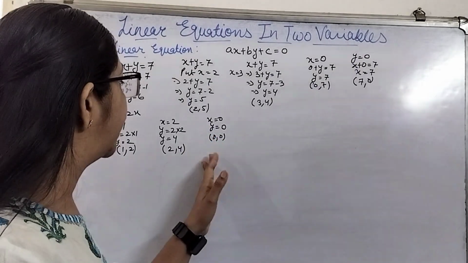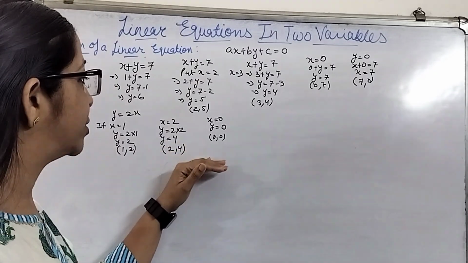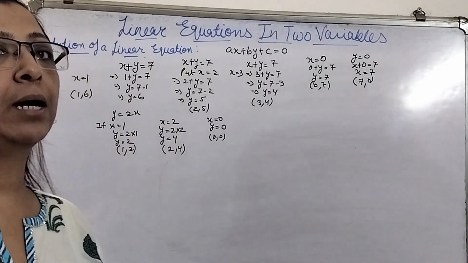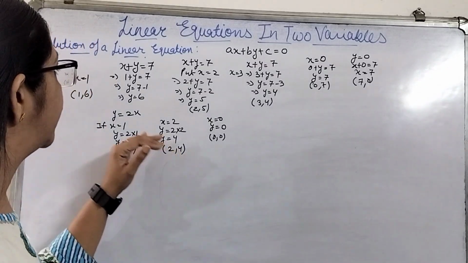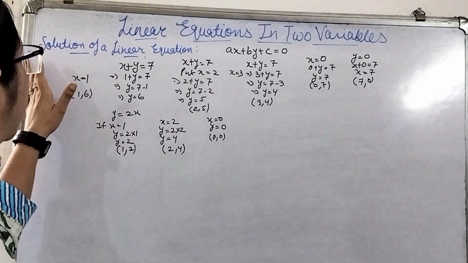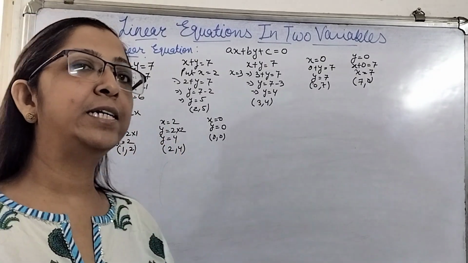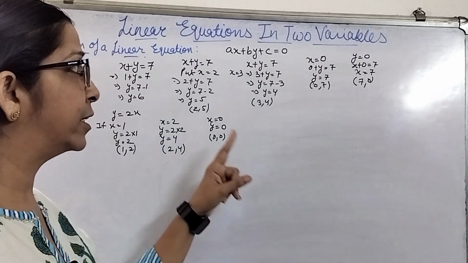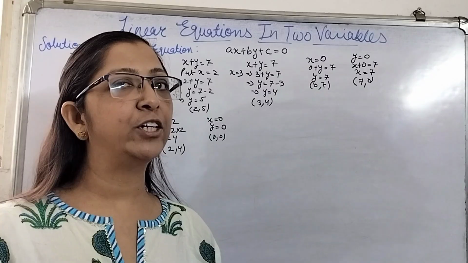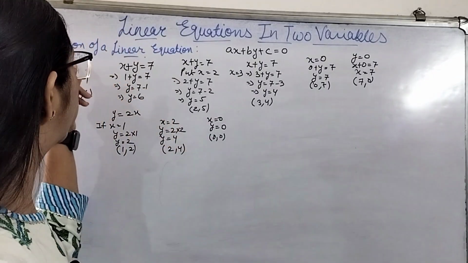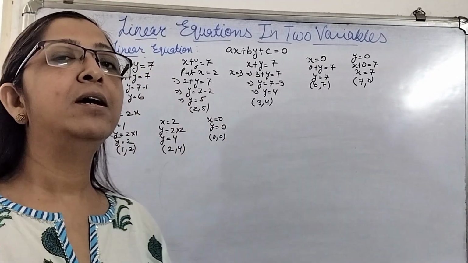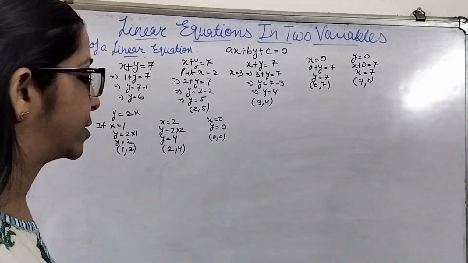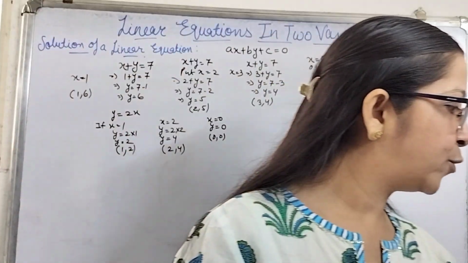So we can see there could be infinitely many solutions, many values of x and y for which the equation will become true. That means each will be a solution of the equation. So we can conclude that there are infinitely many solutions for linear equations in two variables. For linear equations in one variable, we had a unique solution, but for linear equations in two variables, we have infinitely many solutions. Now let's take some questions from the exercise.